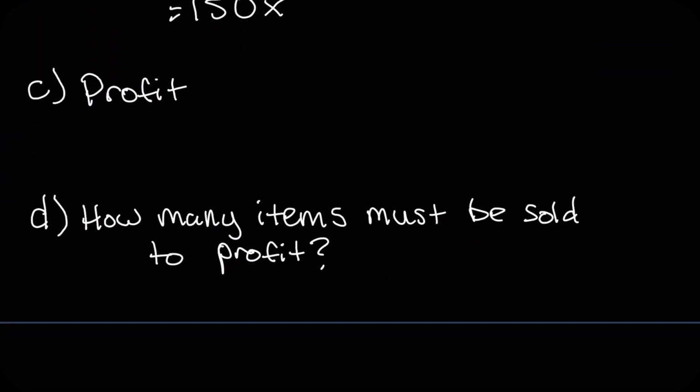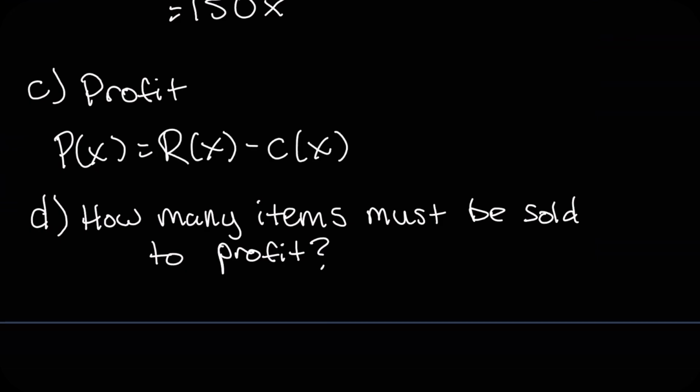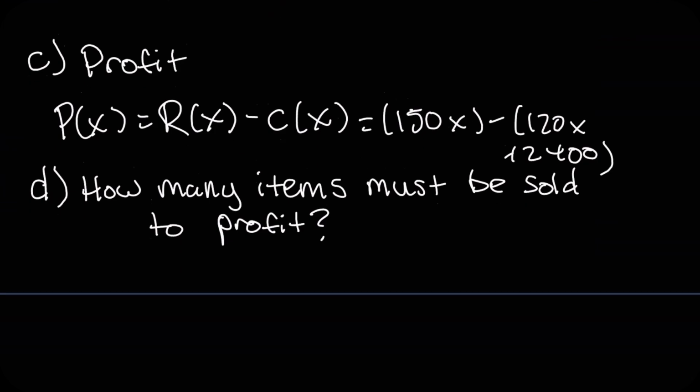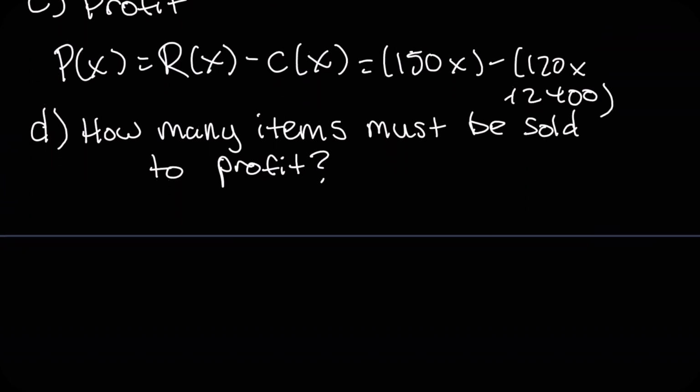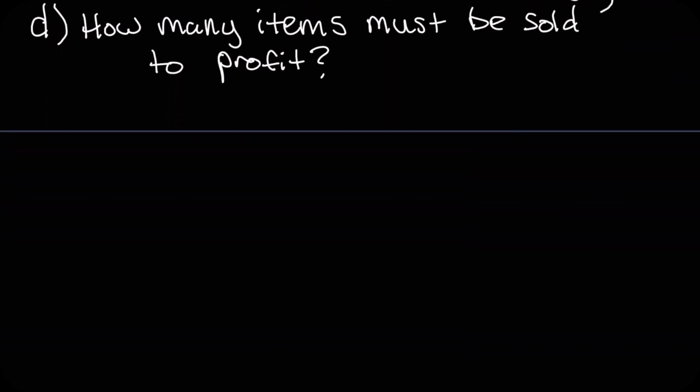All right, so we want to figure out what our profit equation is going to be equal to. So P of x is equal to our revenue minus our cost. So this is going to be equal to 150x minus (120x plus that fixed cost of $2,400). So now that we have our profit equation, we can figure out how many items must be sold in order to have a profit here.